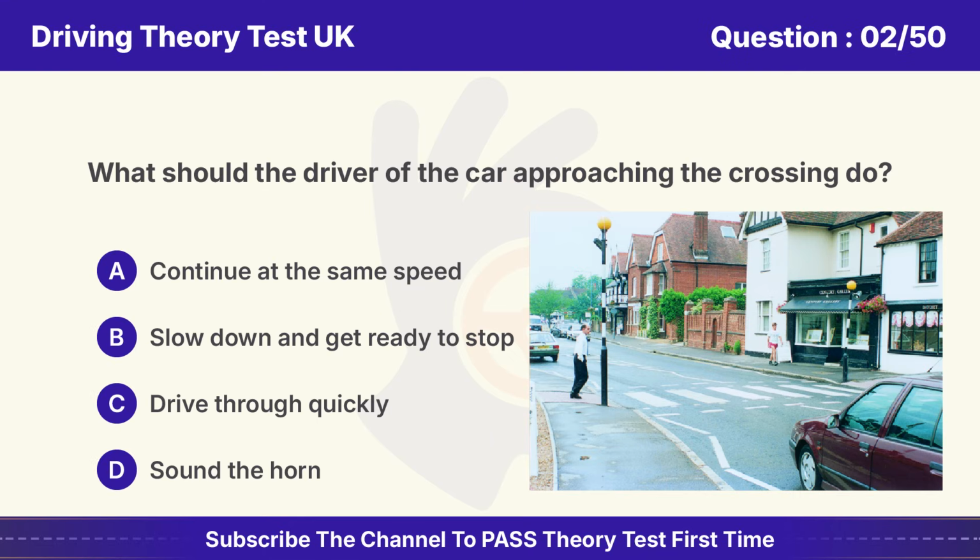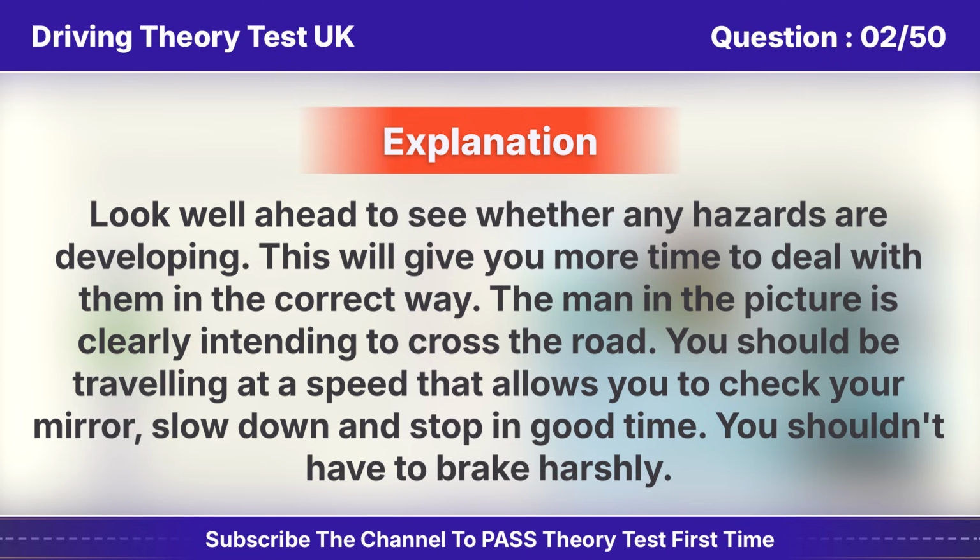Question 2. What should the driver of the car approaching the crossing do? Answer is B. Slow down and get ready to stop. Look well ahead to see whether any hazards are developing. This will give you more time to deal with them in the correct way. The man in the picture is clearly intending to cross the road. You should be traveling at a speed that allows you to check your mirror, slow down and stop in good time. You shouldn't have to brake harshly.